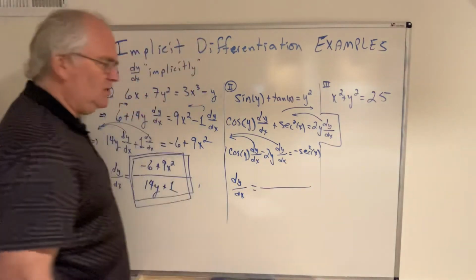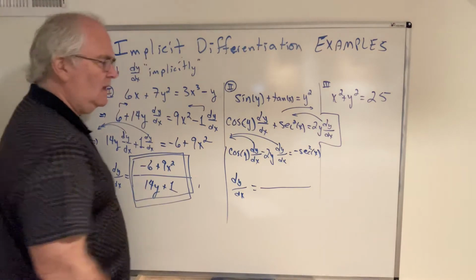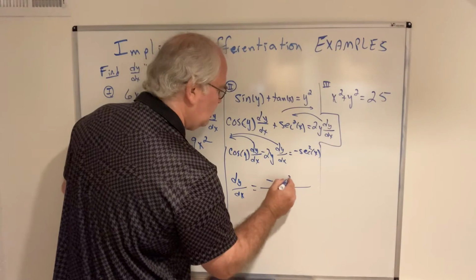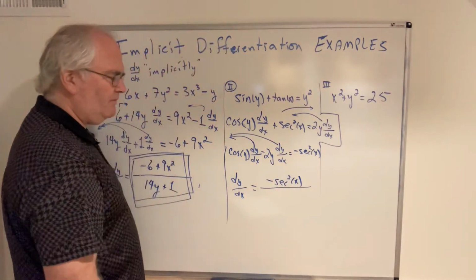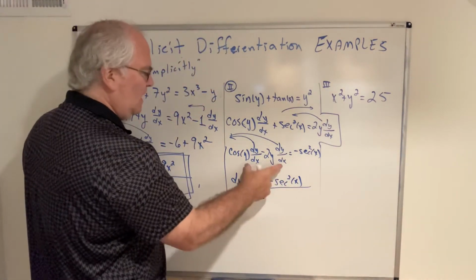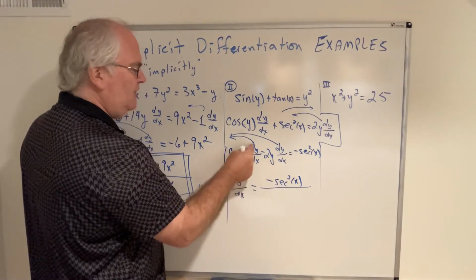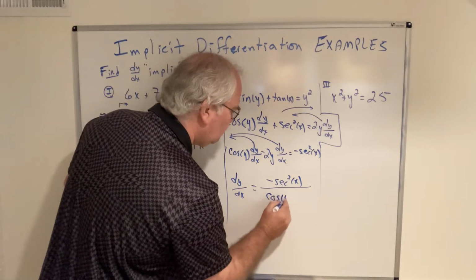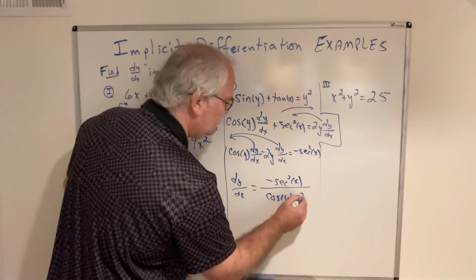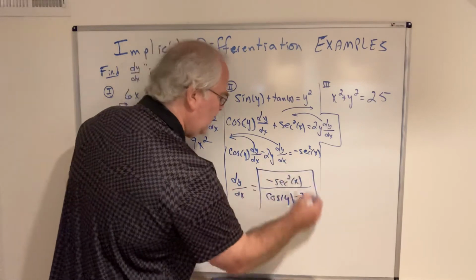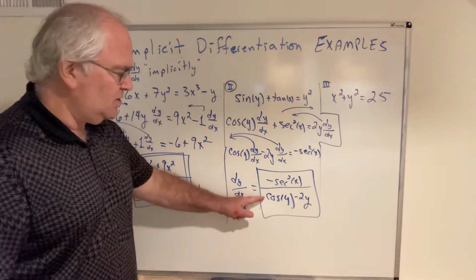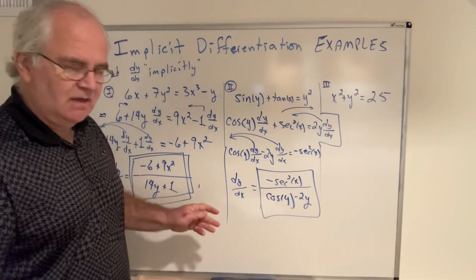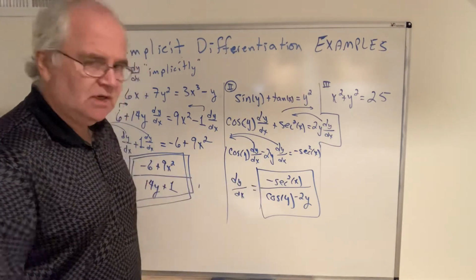But you can just go ahead and go directly to the answer. The numerator is whatever's over here, negative secant squared of x. The denominator is whatever's left over from this factoring. If you factor out dy dx, what's left over? Cosine y minus 2y. And there are multiple ways to write this. Any one of the multiple ways to write this is fine. But this is correct, and that's good enough.